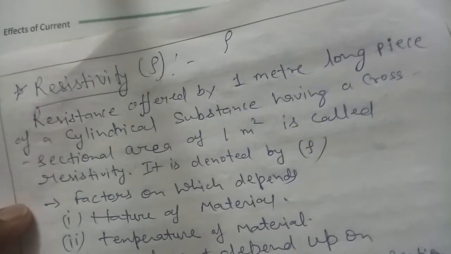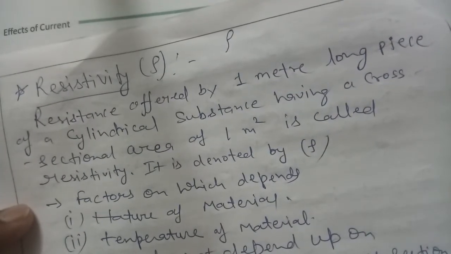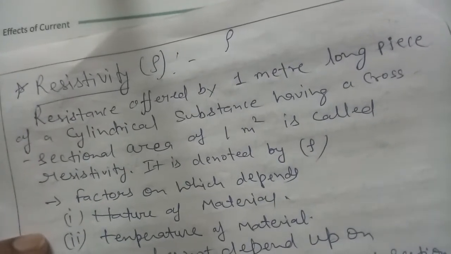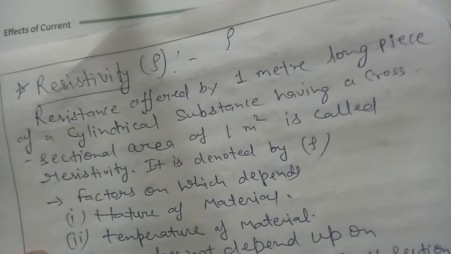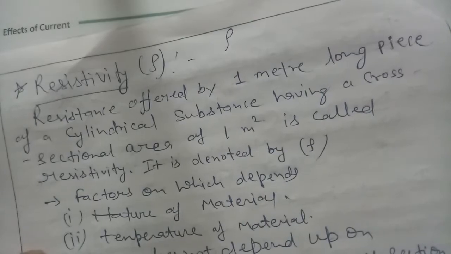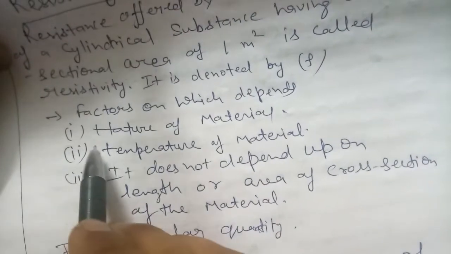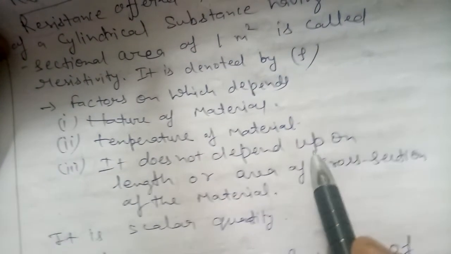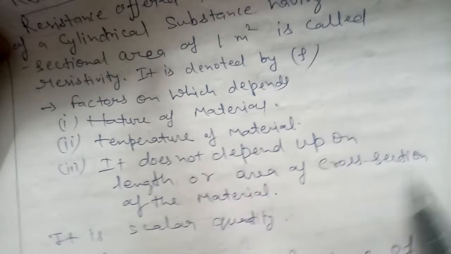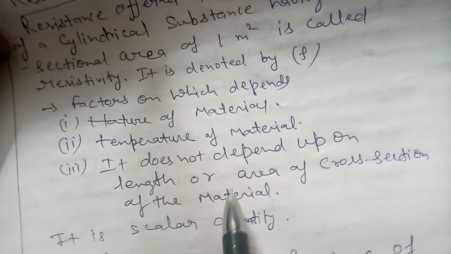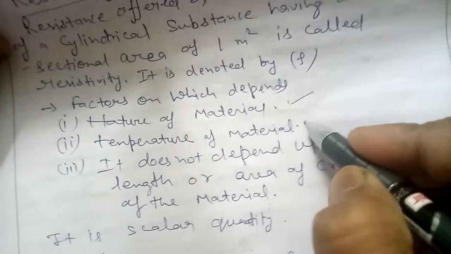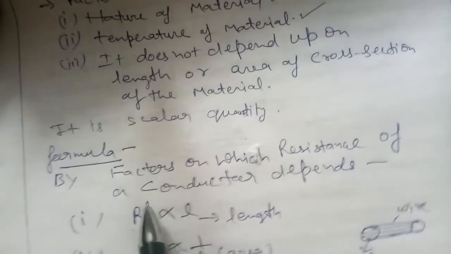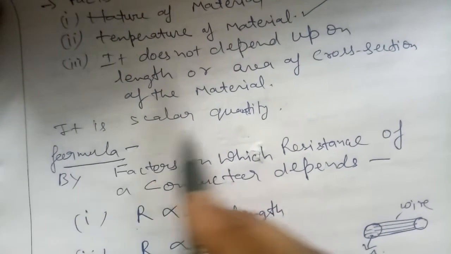After that we will discuss the factors on which it depends. The first factors are the nature of the material and the temperature of the material. It does not depend upon the length or the area of cross section of the material. It depends only on the nature of the material and temperature. It is also a scalar quantity. Resistance is a scalar quantity, and resistivity is also a scalar quantity.